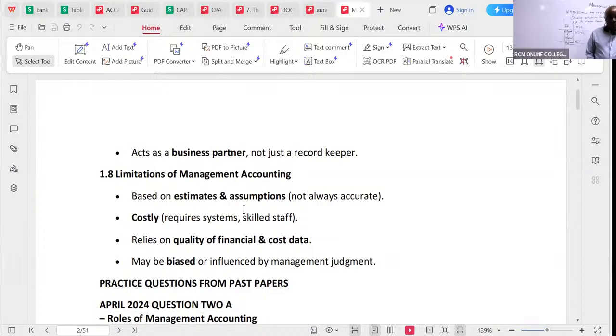So, ladies and gentlemen, I was trying to mention that management accounting is really a great subject. But there is nothing on this earth which doesn't have disadvantages. So whenever they ask us to give them limitations of this subject, we are going to state exactly what is on 1.8. So number 1, it is based on what here? Estimates.